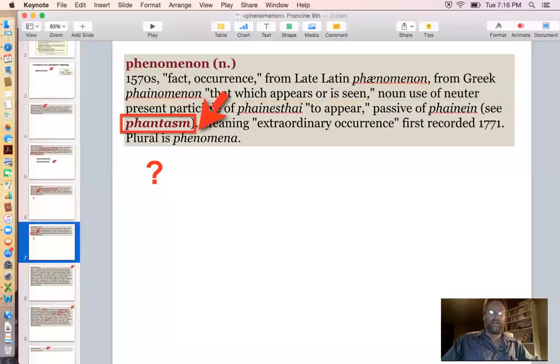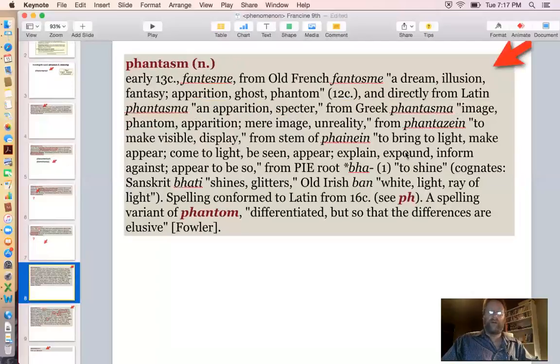What Douglas is telling us here is that the word phantasm and the word phenomenon share the same etymological family. So they have some common root. And if we want to learn more about the root of phenomenon, we can find it by looking at phantasm because they're both in the same family. So you go there and now we get this big, long entry.